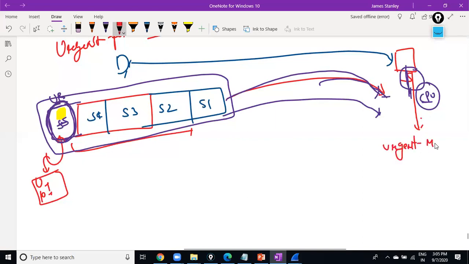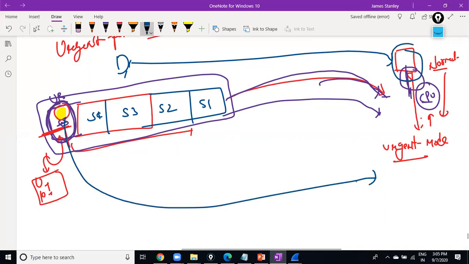It will be entered into urgent mode. Before that, it was in the normal mode. But when your CPU sees that some urgent pointer is there, so the urgent pointer is on, it means some important data is there. I have to process this data first. So at that time, this device will first process this particular packet.